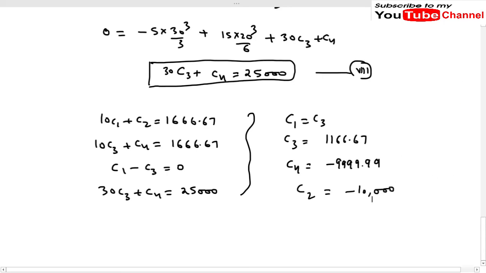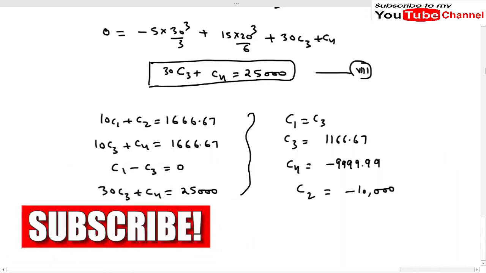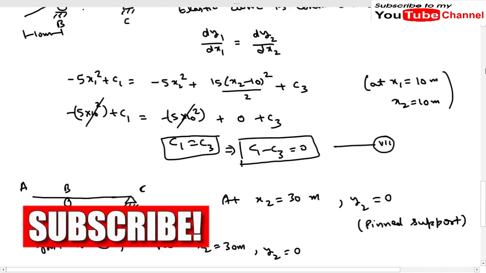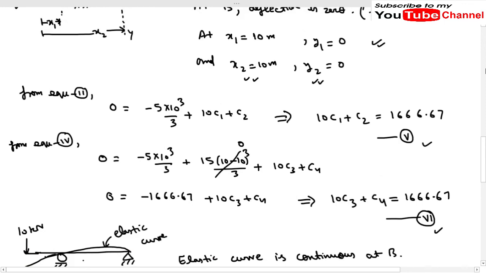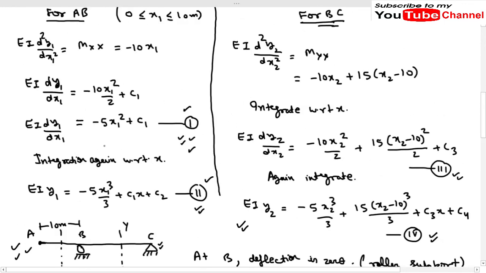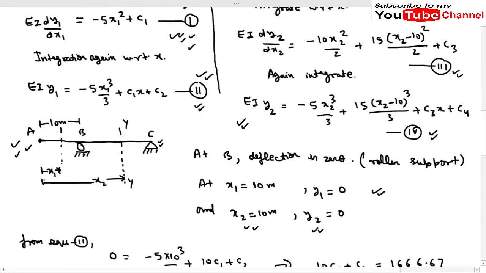So the problem in this question was to find out the slope at end A and deflection at end A. So we will use equation number 1 and equation number 2 for finding out the slope and deflection at A, and the distance of A is 0. Because we have assumed x1 and x2 from A, that's why at A x1 will be equal to 0.